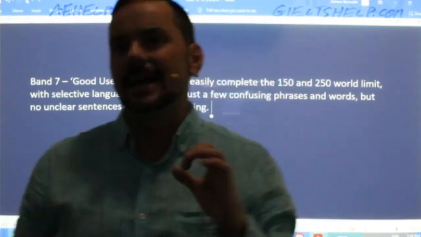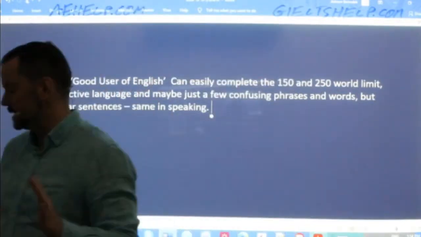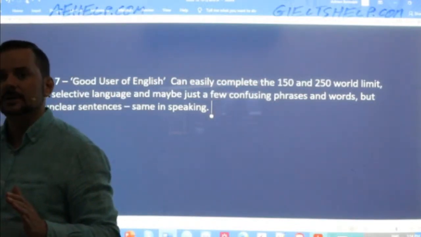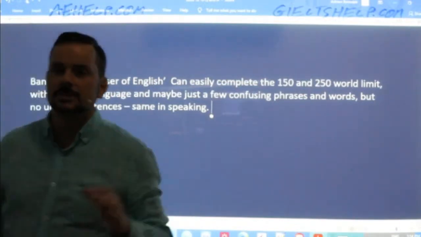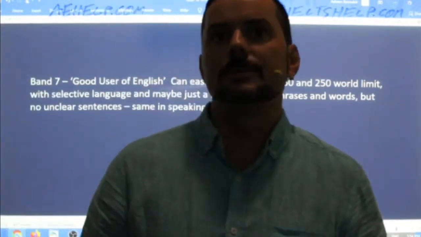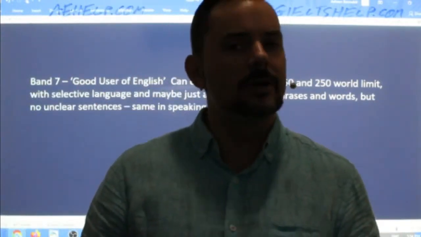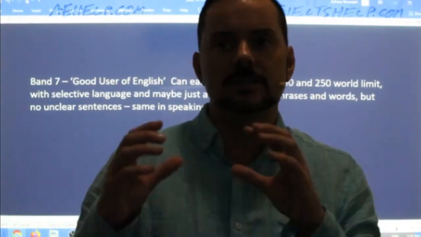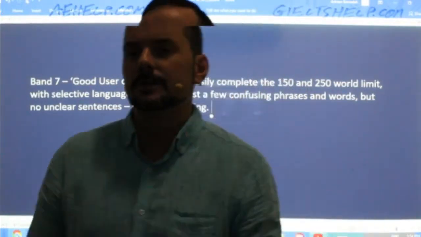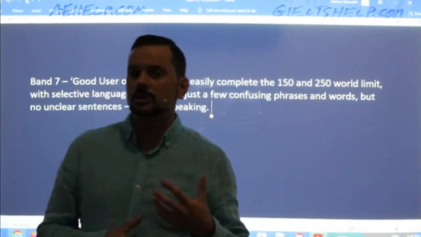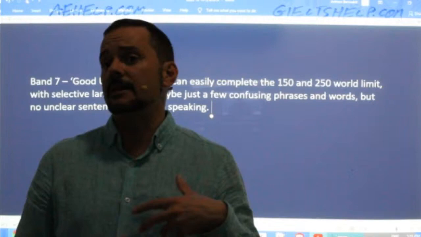Okay, so that's the big jump between 6 and 7. Is that clear? So does that make sense? In band 7, there's no sentences where the examiner is having to go, what is going on here? I have to kind of guess what this person's trying to say in this sentence or what they mean, okay? That's not happening at the band 7 level. That's why they're a good user of the English language versus a fluent user.